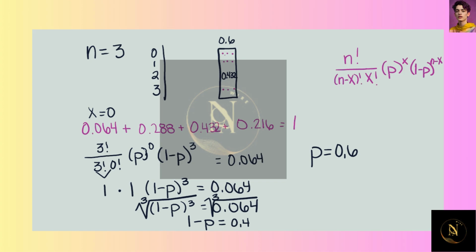So then I could use this formula again to see that when x equals 1, I get 0.288. When x equals 2, I get 0.432. So yes, this table represents a binomial distribution where n equals 3 and the probability of success is 0.6.